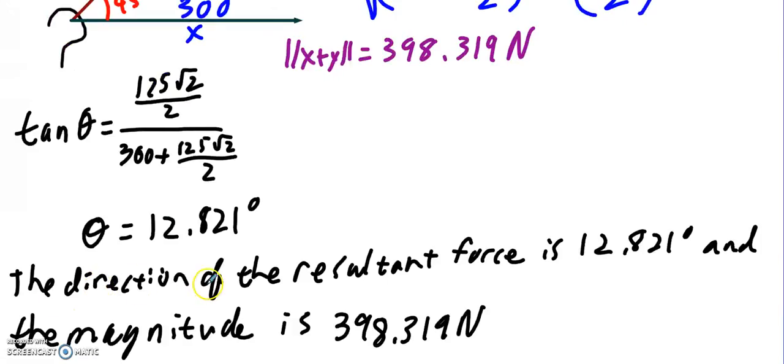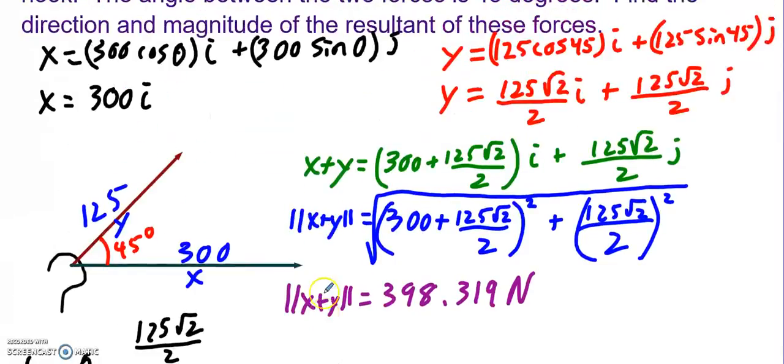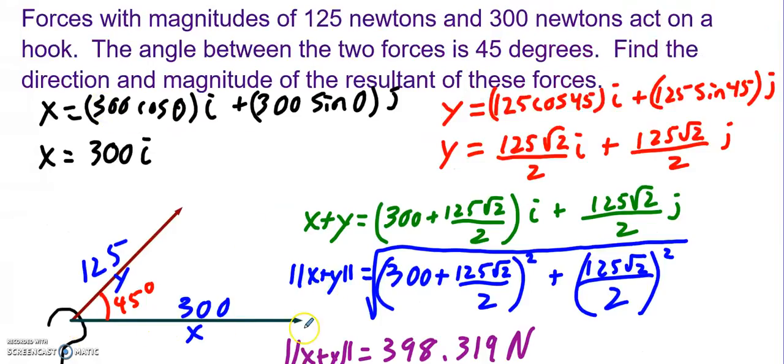All right, so here we should end with the direction of the resultant force is 12.821 degrees, and the magnitude is 398.319 newtons. How do we come up with that? Okay, well, I called this vector x. It has a magnitude of 300, and I know that it's at an angle of 0. So it's 300 cosine 0 i plus 300 sine 0 j in rectangular form. The sine of 0 is 0, the cosine of 0 is 1, so x is just 300i. I called this vector y. I know that's at a 45-degree angle with a magnitude of 125. So in rectangular form, it's 125 cosine 45 i plus 125 sine 45 j.